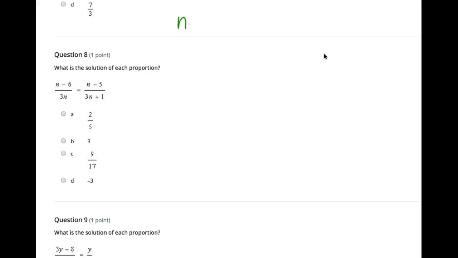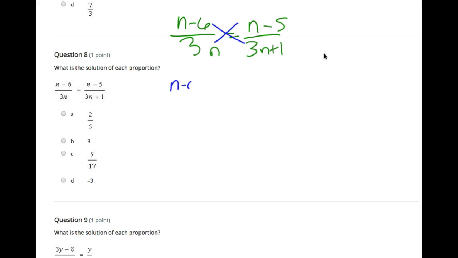So I'm going to need lots of space on this. n minus 6 over 3n equals n minus 5 over 3n plus 1. We're going to take this and multiply our cross products. It's n minus 6 times 3n plus 1 equals 3n times n minus 5.